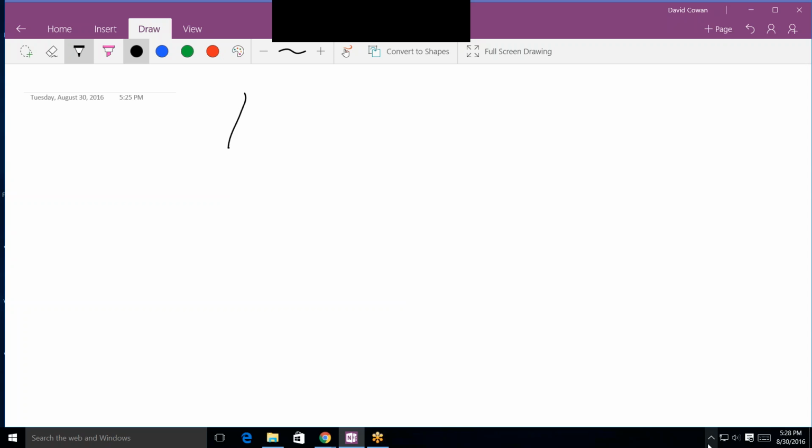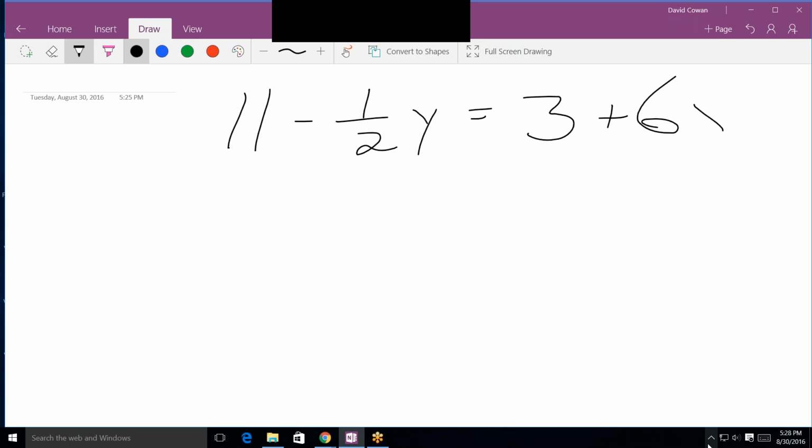11 minus 1/2 y equals 3 plus 6x. First step. Subtract 11 from both sides. So next, it's going to be negative 1/2 y equals negative 8 plus 6x. Now what do we want to do? Multiply both sides by -2. Good.